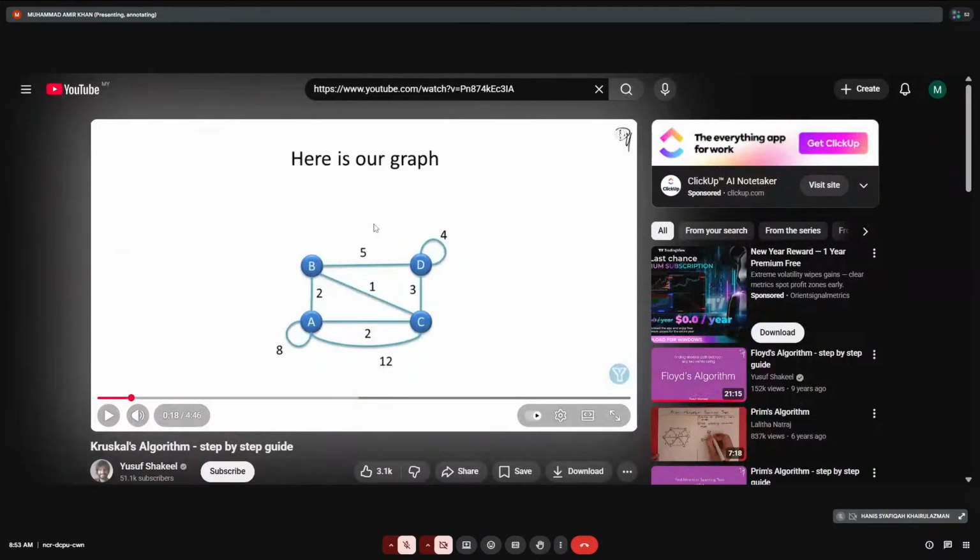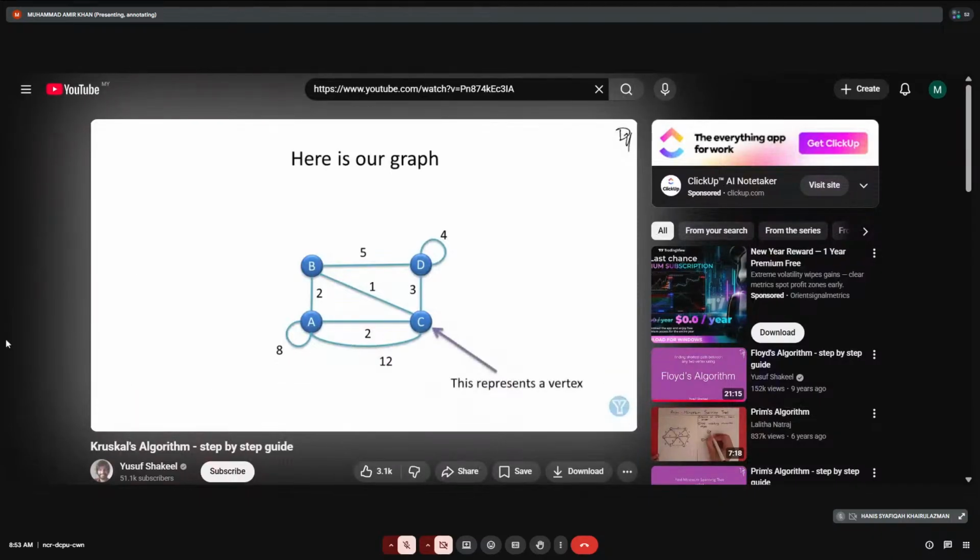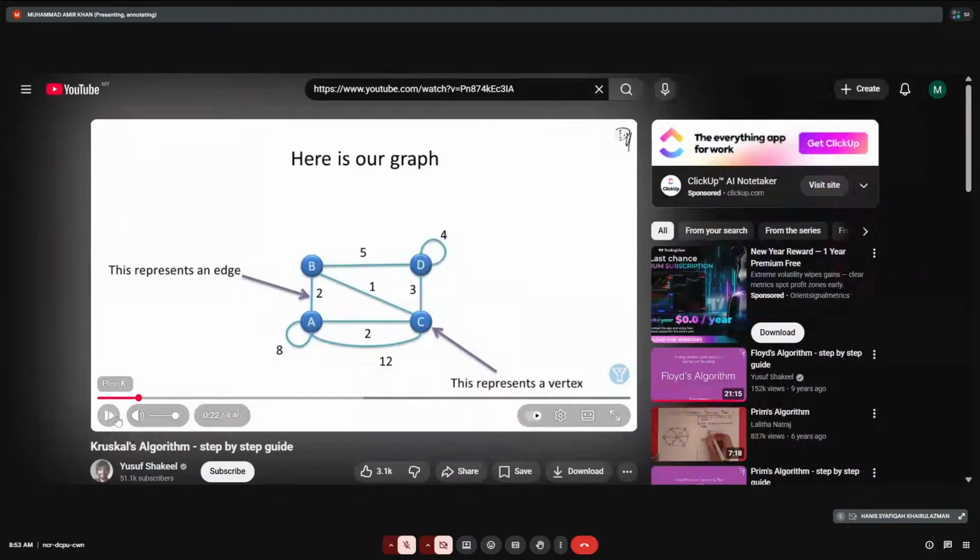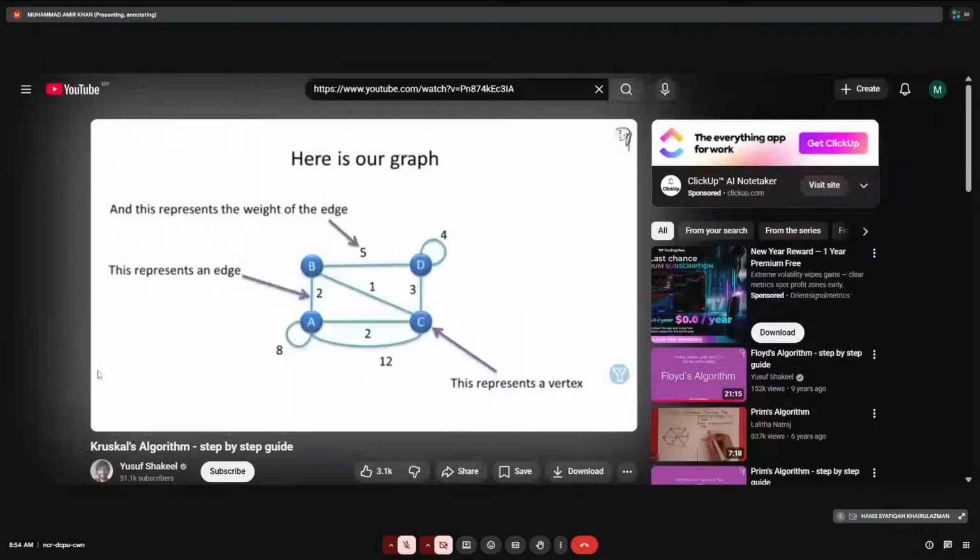Here you can see we have some loops and some duplicate links. What do we have to do? We have to remove them first. This represents an edge, and this represents a vertex or a node. A, B, C, D are vertices, and this is an edge. And this represents the weight of the edge, like 5, 3, 1, 2, the cost of the edge or weight of the edge.